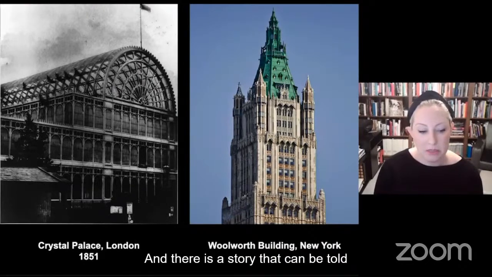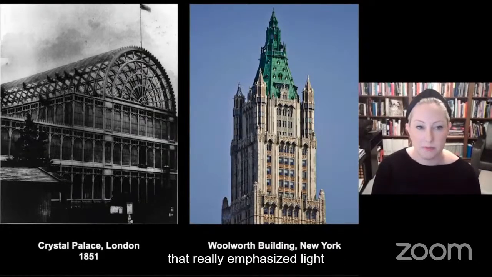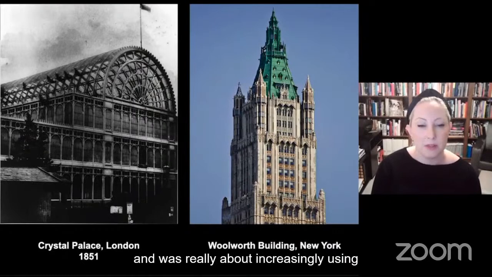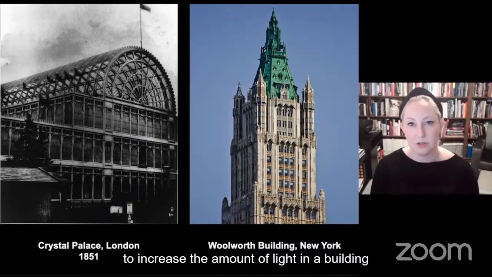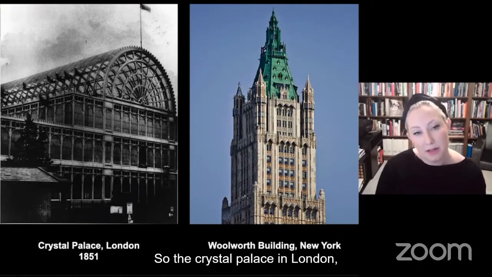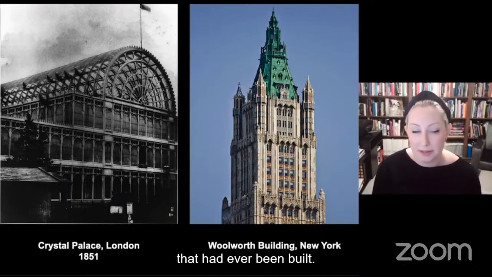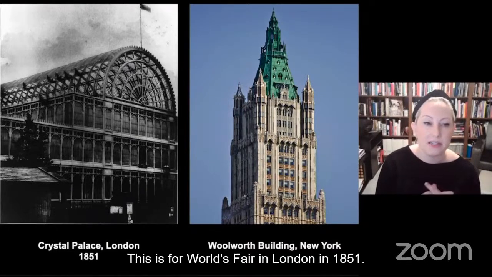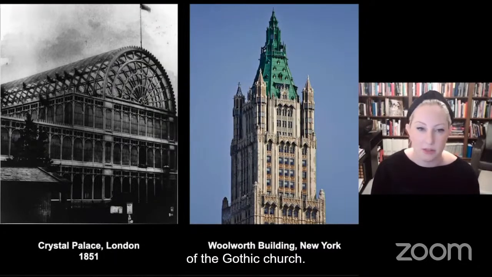And there is a story that can be told about architecture after the Gothic that really emphasized light and was really about increasingly using sophisticated forms of technology to create engineering feats to increase the amount of light in a building while still structurally standing. So the Crystal Palace in London, it's not necessarily Gothic per se, but it was the most light-filled building that had ever been built. This is for the World's Fair in London in 1851. And so this is an example of that kind of legacy of the Gothic church.